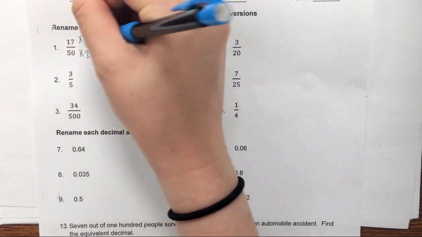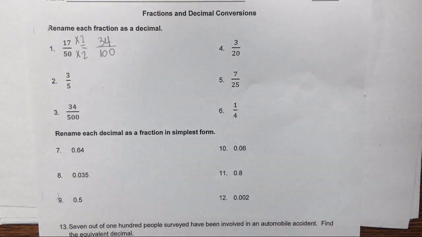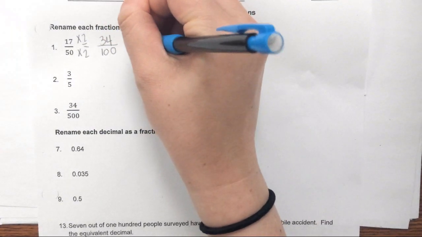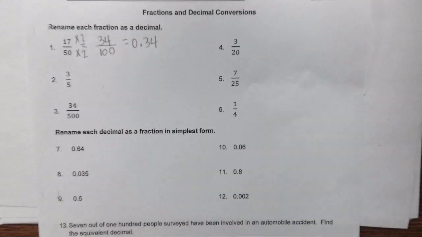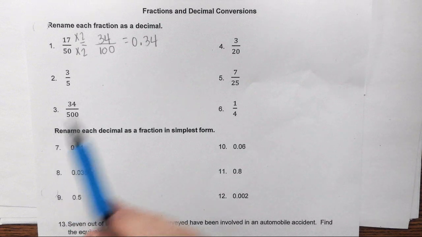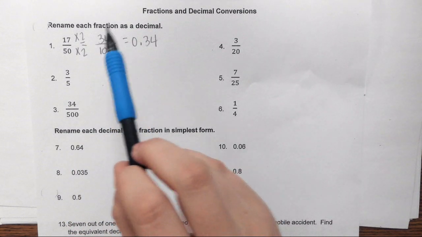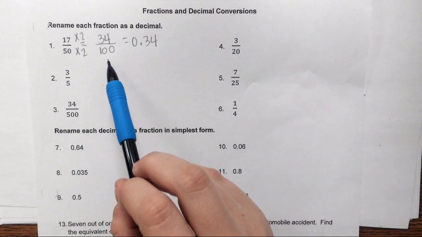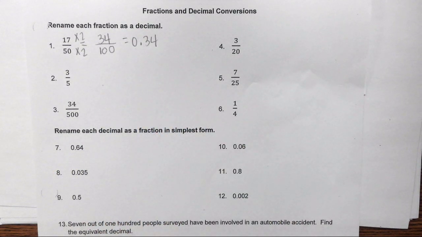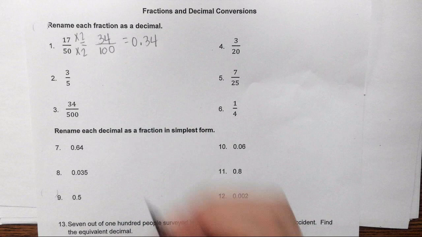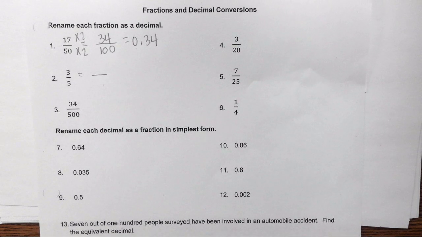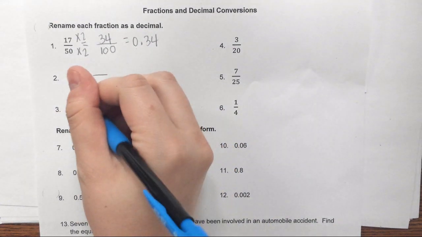So 17 times 2 is 34. And we know that 34 hundredths is written as 0.34. Okay, and remember that we made an equivalent fraction that is a number out of 100 here because we know that we can write hundredths as decimals. So now I'm going to do number 2. Oh, actually, no, I'm not because you're doing the evens. I'm going to do number 3.